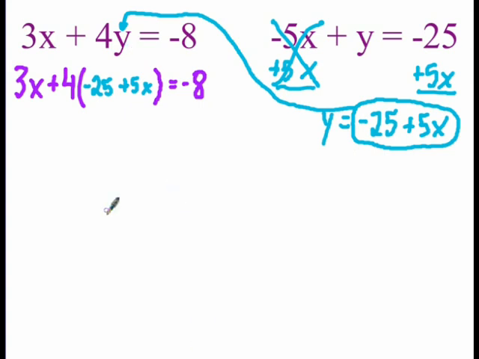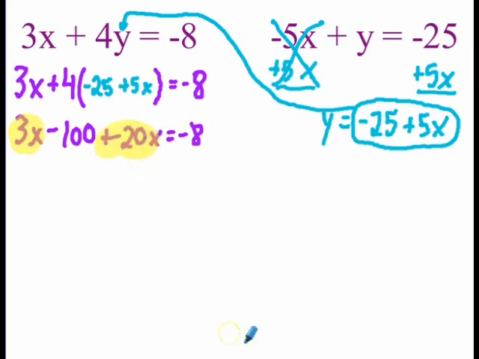Now at this point, you, equation master, are able to distribute the 4. So that will give us negative 100. And 4 times 5x is 20x. As usual, we will have like terms. There's a 3x and a plus 20x. You have a lot of x's here. In fact, you have 23 of them. And then I copy everything else.